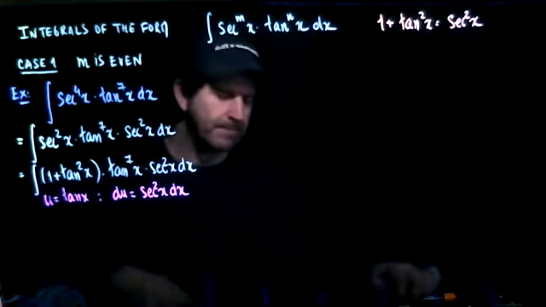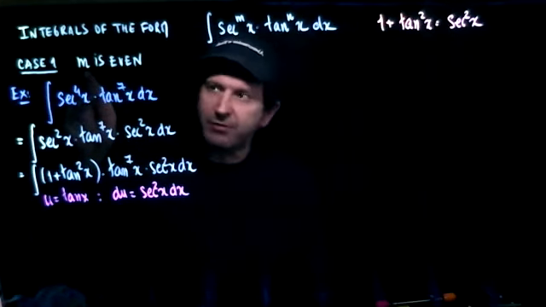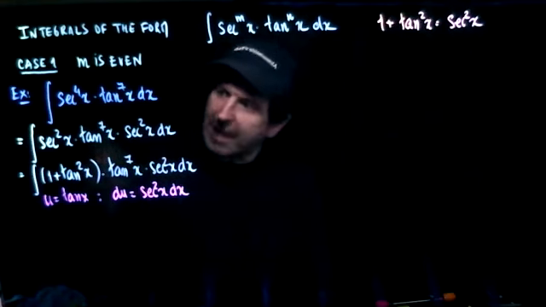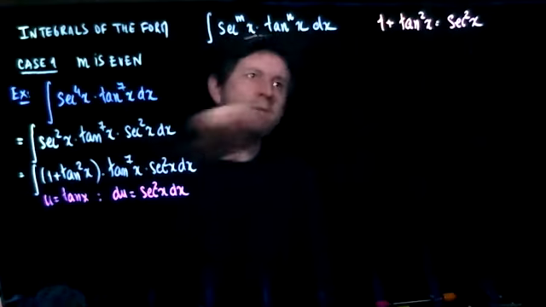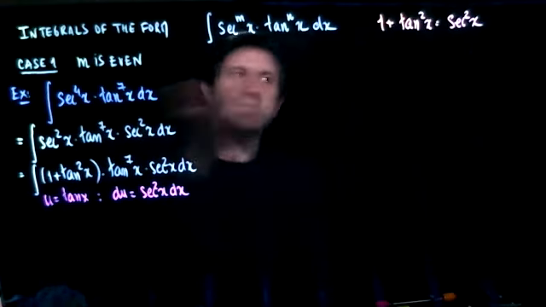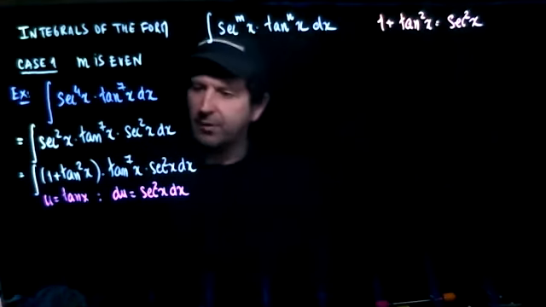That's why this works only if m is even, because that guarantees that if I pull out a secant squared, I'm left with an even power of secant, and that will allow me to use the identity here. If I had secant cubed here, I'd be stuck. I couldn't use it. There would be an outstanding secant.